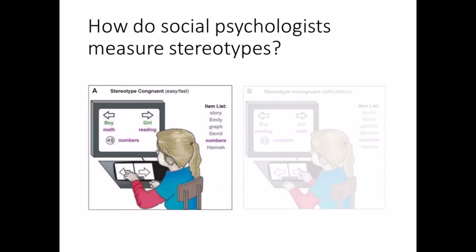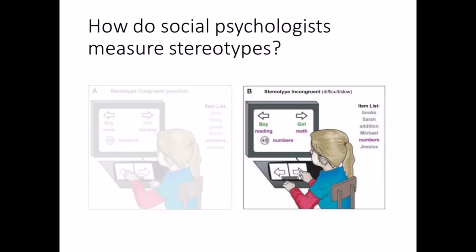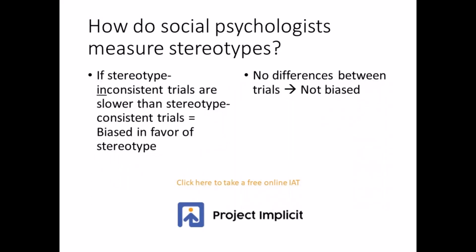Implicit association tests present two different types of trials. Some of the trials present stereotype consistent pairings, like boys and math, or girls and reading. Other trials present stereotype incongruent pairings, like boys and reading, or girls and math. If you respond more slowly to stereotype inconsistent trials, it means your brain has adopted the stereotype. It takes your brain more time to process the inconsistent trials because they don't quite match up with your beliefs.